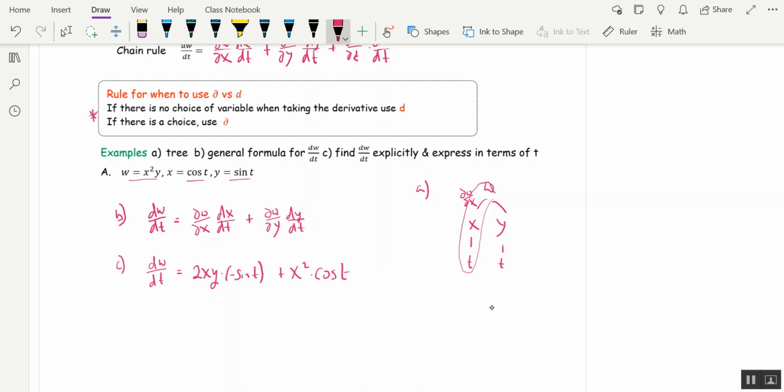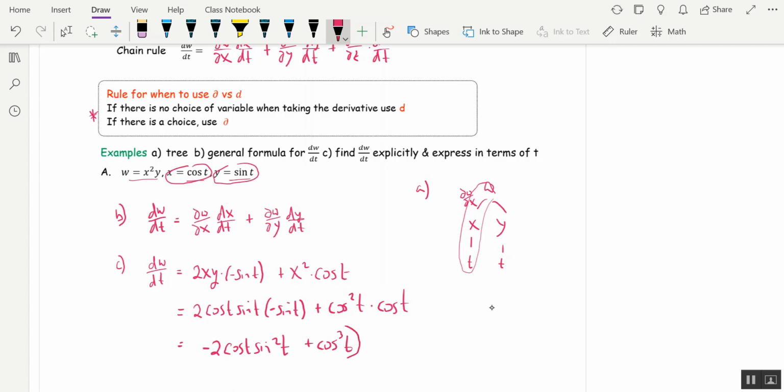Okay, now we want to write that all in terms of t. So I can see I have three variables here, an x, y, and a t. I want to rewrite that in terms of t. How do I do that? Well, back substitute. We know x is cosine t, and we know y is sine t. So this is 2 cosine t sine t times negative sine t plus cosine squared t times cosine t. And finally, that's negative 2 cos t sine squared t plus cosine cubed t.